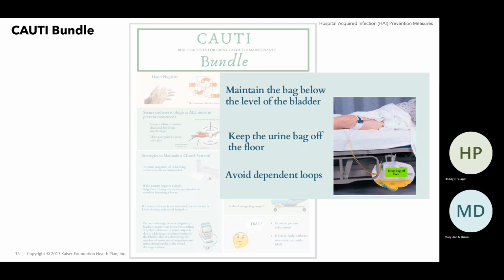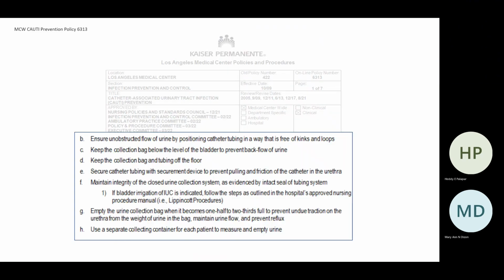Maintaining the bag below the level of the bladder supports emptying of the bladder. The urine bag should not be touching the floor, and the green sticker that is placed on the urine bag serves the purpose of reminding other disciplines, patients, and their family members the importance of keeping the bag off the floor. The bag should also be free of any kinks or dependent loops. Dependent loops can cause urine to accumulate and has been known to cause bacteria, thus increasing the risk for urinary tract infections. All of these nursing interventions are mentioned in the policy and procedures of the medical center-wide policy, CAUTI prevention.